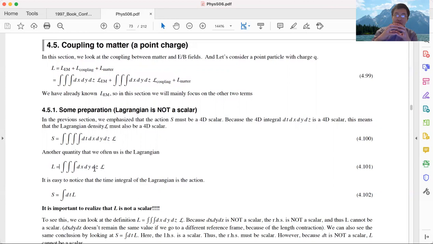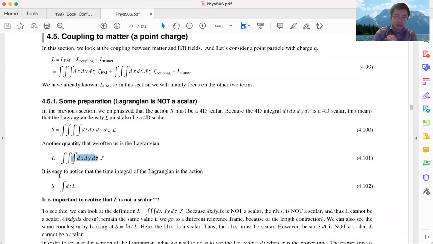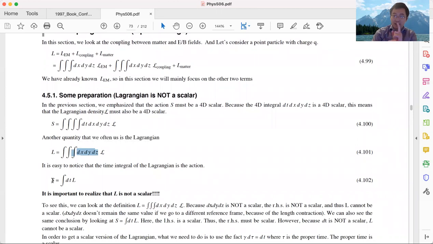Under Lorentz boost, one direction of my space will contract. That's the direction of my velocity that will contract. And that contraction means the volume element changes if you do Lorentz boost. Okay, so this dx, dy, dz is not a scalar. L is a scalar, it's multiplying something that is not a scalar, so the whole thing cannot be a scalar. Lagrangian is not a scalar. Okay, this can also be seen. We can get the same conclusion.